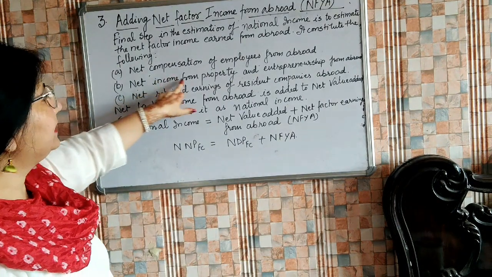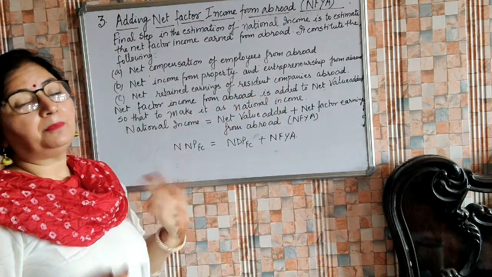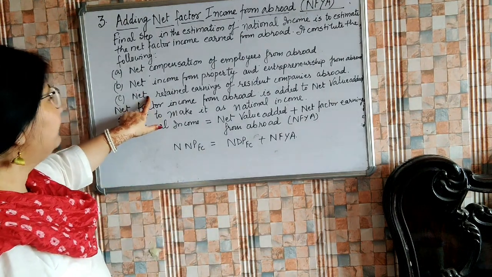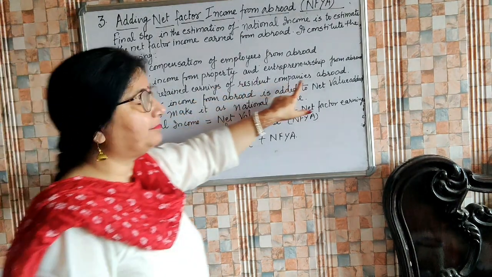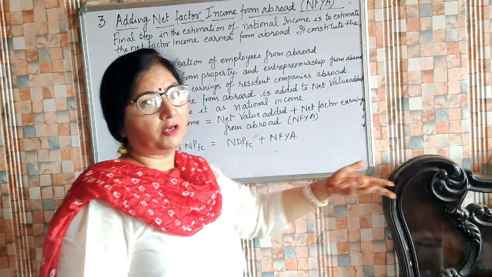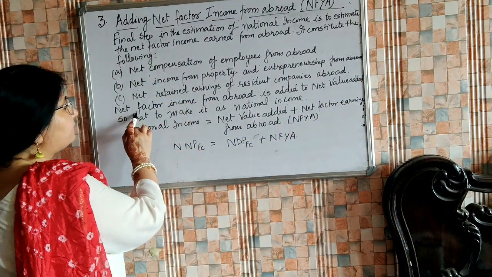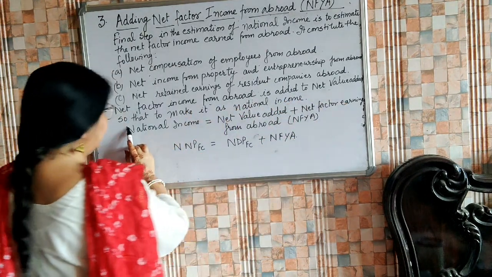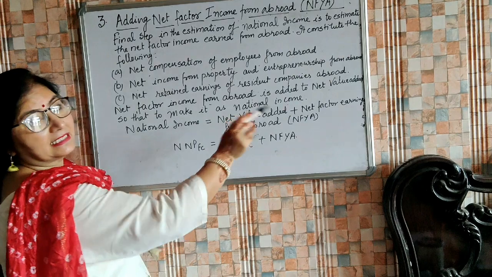Net income from property and entrepreneurship, in other words, we used to say operating surplus. And net retained earnings of resident companies abroad, that is the undistributed profit, you can say. Net factor income from abroad is added to net value added, so as to make it national income.